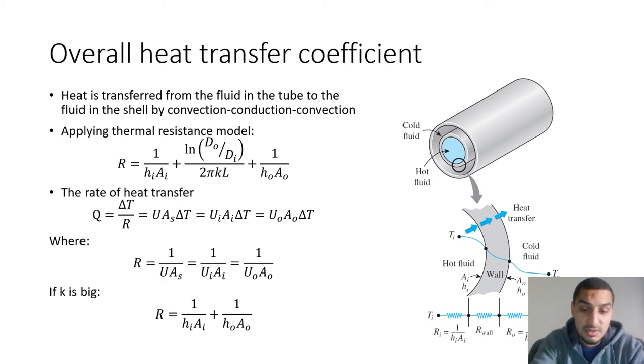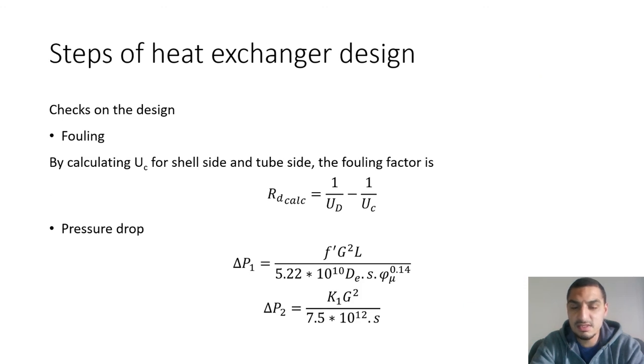So this is being done for the two cases. And this is the painful part, that this 1 over U clean is not tough, but it requires a lot of calculations. So you have to calculate the velocities and get all the physical properties of the two fluids at the operating temperatures.